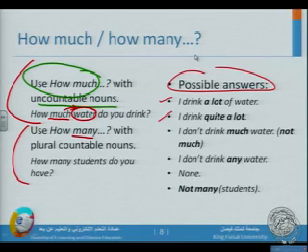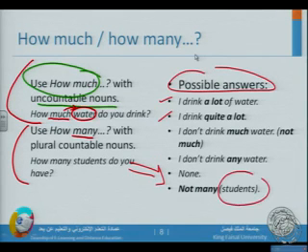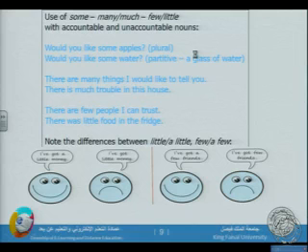How many students do you have? Not many. Notice how this answer was. Not many, but I can't say not much, I have to say not many, because students is a plural countable noun, so we should use many. So this is the only difference between how much and how many. Much is used with uncountable nouns, and many is used with plural countable nouns.